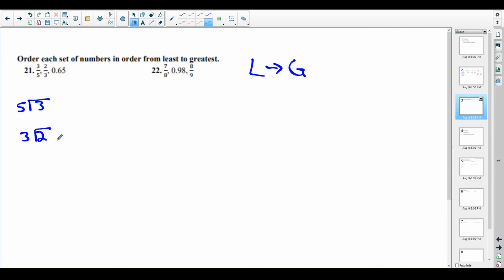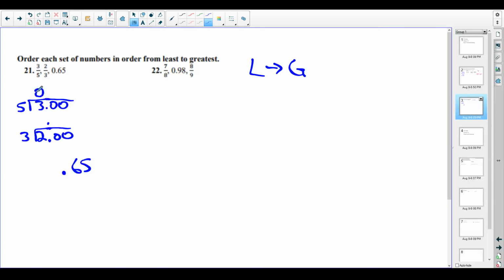So I need to know what is 3/5 as a decimal, and I need to know what is 2/3 as a decimal. And 0.65 is, well, it's 0.65. So that's nice. It's one number given. Okay. And if you look, since we have 2 decimal places here, let's go to 2 decimal places for everything else. And hopefully that'll be enough to give us a good answer.